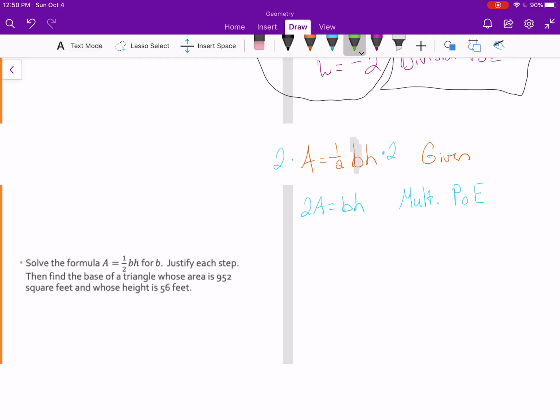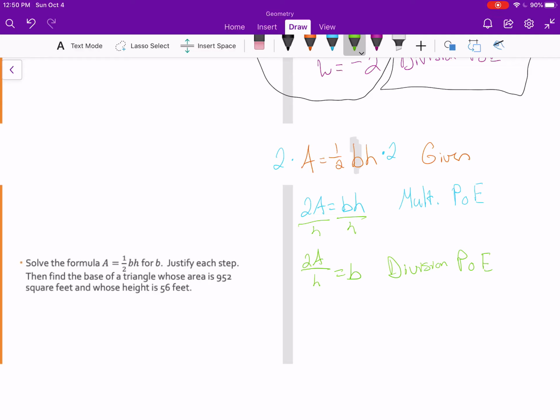Then to get B by itself, I'm going to divide by H to get 2A over H equals B, and that's by the division property of equality. So we have solved the formula for B and justified each step.